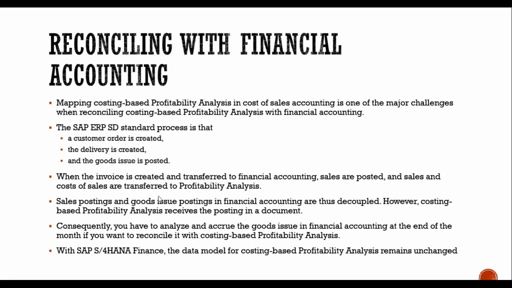Okay, let me explain this difference I talked about. See, what happens is when you are doing the SD process, you create a customer order, you do the delivery, and finally you issue the goods, and the last one is you bill. Okay, so can you tell me, in financial accounting, when is COGS booked? At what stage?